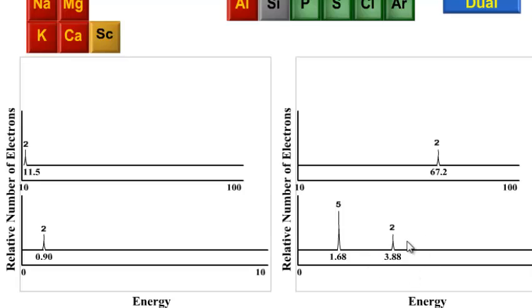The question is, can you explain why, even though both peaks are caused by the same 2 electrons, they have vastly different energies, 0.90 versus 3.88. Again, I'm going to ask you to stop the tape for a second, think about your answer, write down an answer, and then start it up again and listen to my answer.